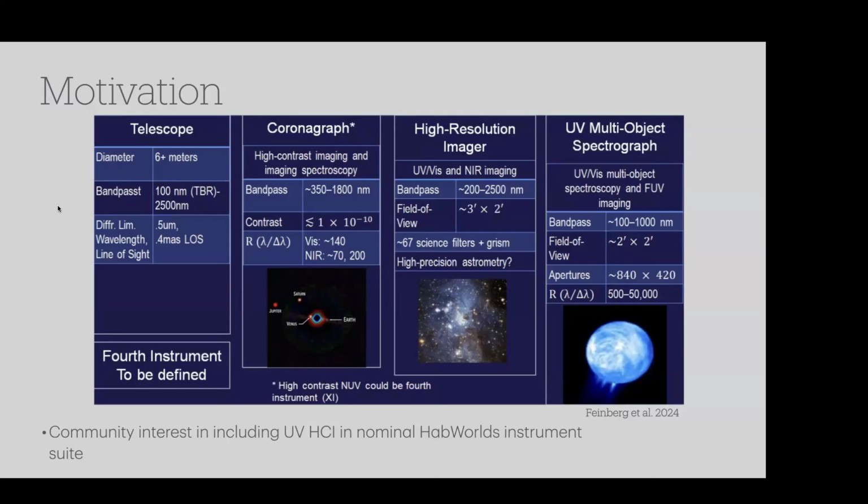But the two things I wanted to highlight here is, one, even the notional coronagraph goes as short as 350 nanometers. So that's still pushing toward the UV, maybe right at the edge. And then there's this note about a fourth instrument to be defined. And there's interest in defining a standalone high contrast UV instrument. And there were a couple other proceedings that came out of SPIE that were also highlighting the same theme. So there's interest in pushing into the UV.